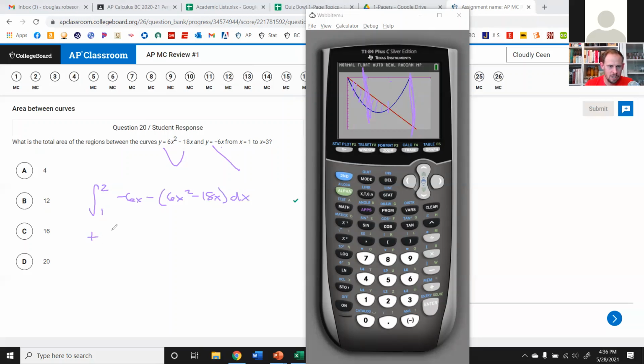And then we're going to add to it the integral from 2 to 3 of this section over here. And this one's got the parabola on top, the blue one's on top. So I'm going to have 6x squared minus 18x minus negative 6x dx. So the top one minus the bottom one. And then we've got to work out both of those integrals and then add them together. Those shouldn't be very difficult integrals to work out, especially with some terms combining. And it looks like we get 12 from that. Or you can type it into your calculator.